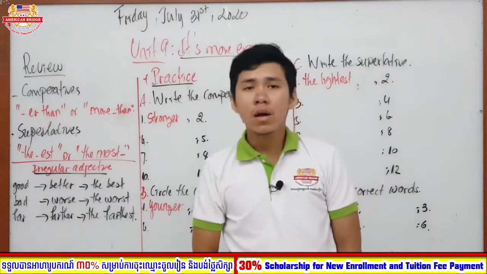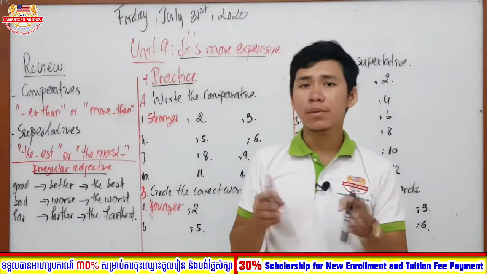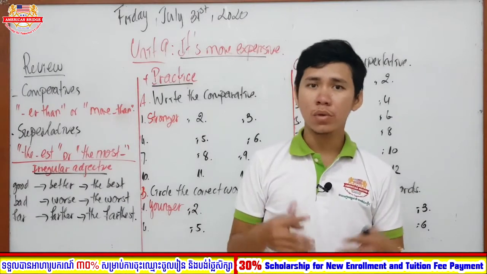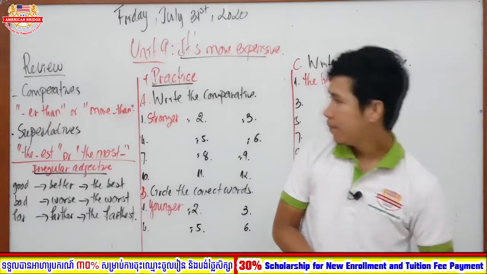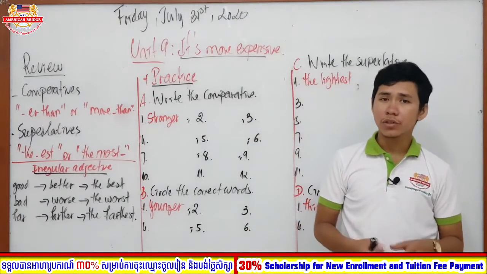So you might know already that comparative is when you are going to compare two things or two people together, right? However, in superlative you are going to compare from three or more than three things. Okay, right.